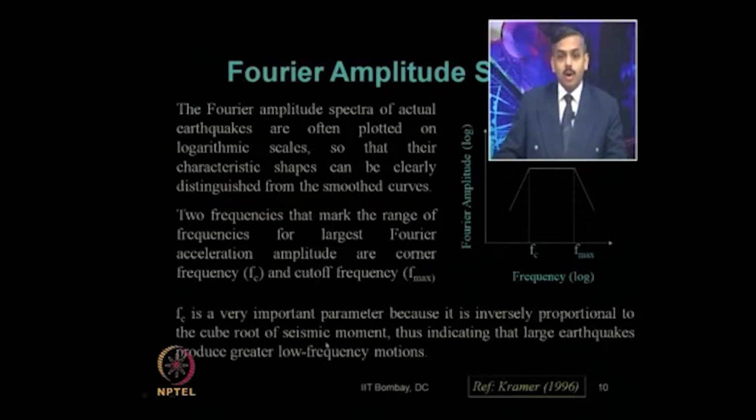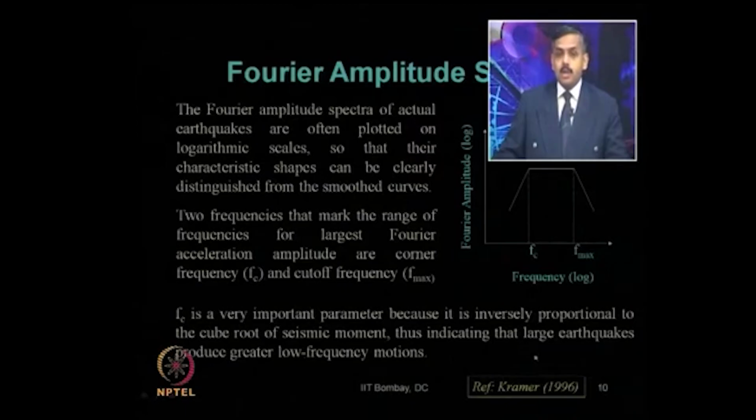And more so because the low frequency motions cause more damage, because they are the large earthquakes. That I will tell you when we compare this low frequency, that means high time period, why it is occurring and why it is more dangerous to tall buildings, etc. So, it is inversely proportional to the cube root of seismic moment. Automatically it gives you a kind of correlation between the seismic moment magnitude and the frequency content through this Fourier amplitude spectra.